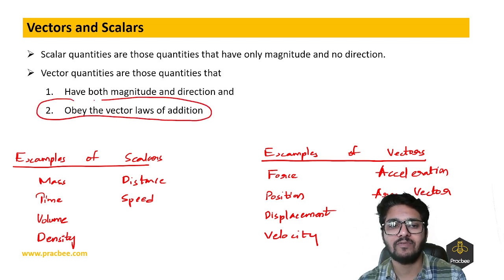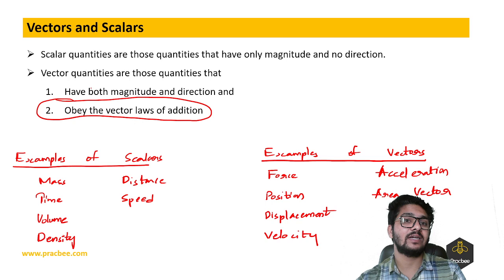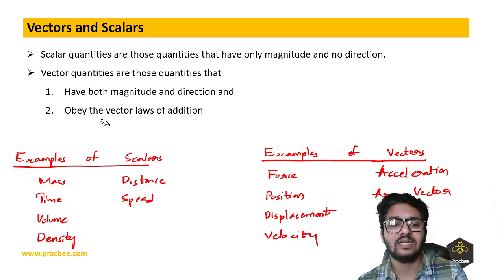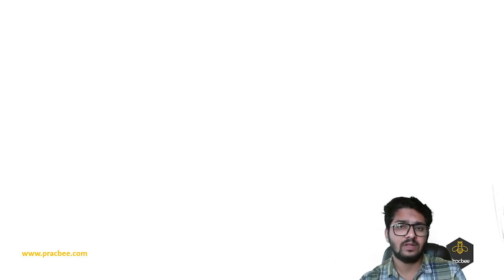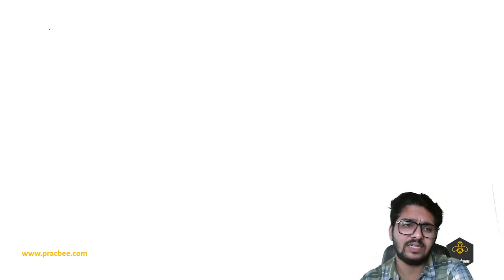Now I will mention the importance of the second condition. Any quantity, to be a vector, has to obey the vector laws of addition. I'll give you a simple example, and we'll discuss that as well. The example is current. Think of current. Do you think current is a vector quantity?